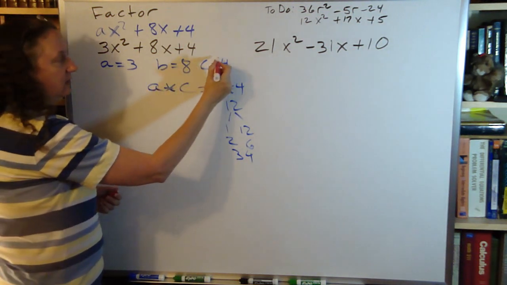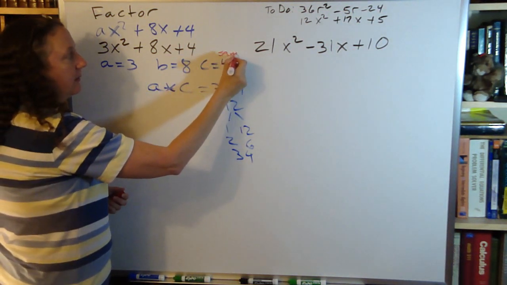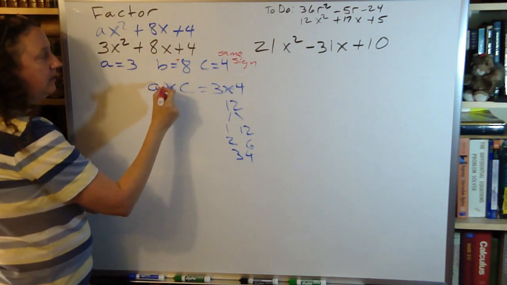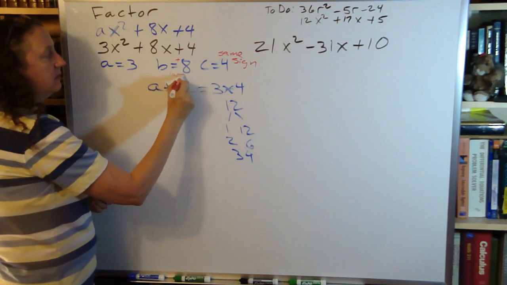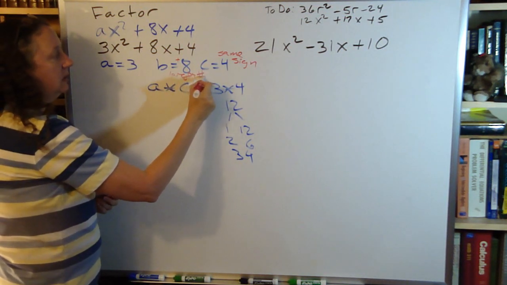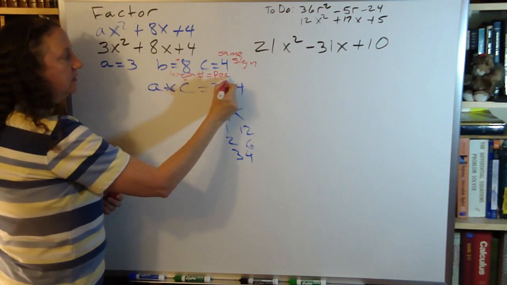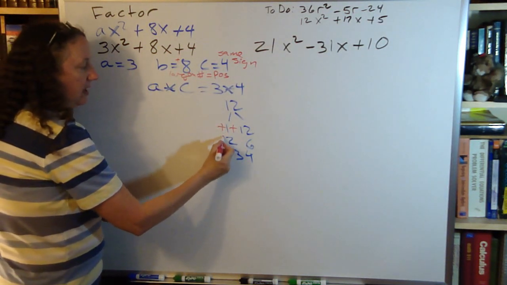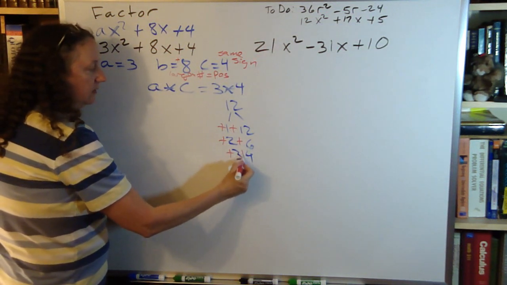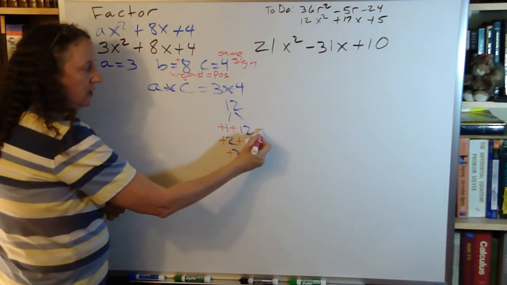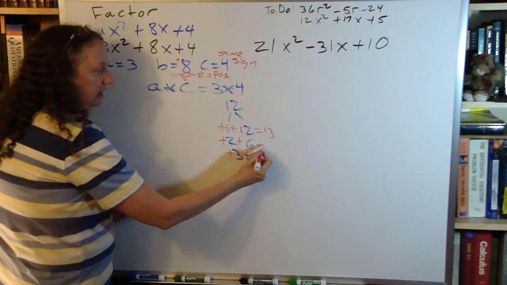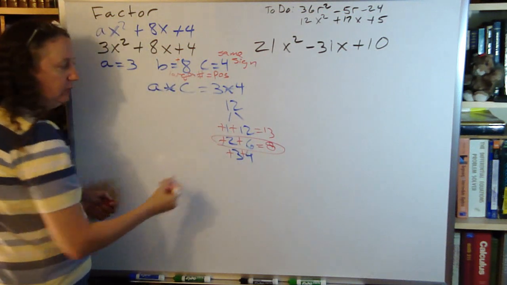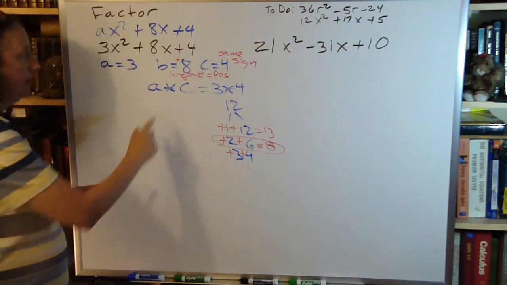So I see that c is positive, so same sign. I see that b is positive, so the larger number is positive. So since they're going to all be positive, 1 and 12 is 13, 2 and 6 is 8. I found my number there. I'm using 2 plus 6 to replace my 8.